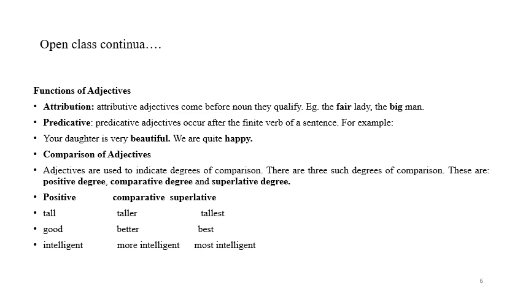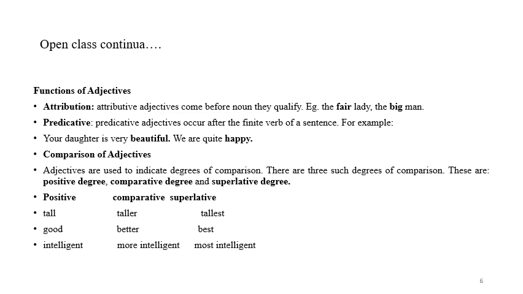Then we have open class, continue. Then we have functions of adjectives. Adjectives perform so many functions in the English language. For example, it performs the function of attribution. It shows the attribute of a person or quality or thing it qualifies. For example, the fair lady, the big man, a short person, and so on.